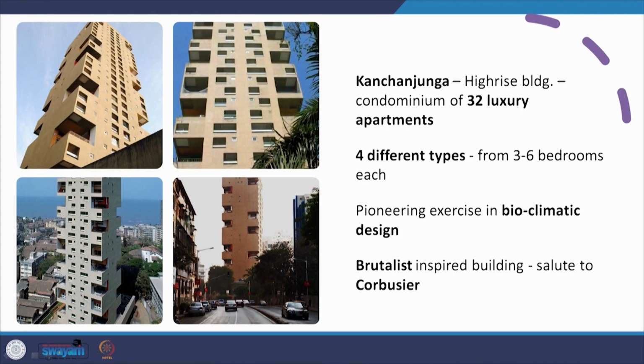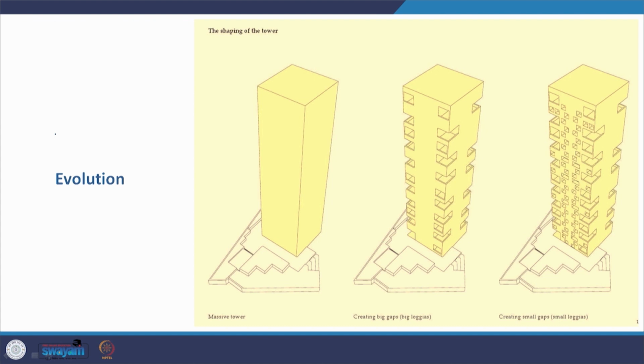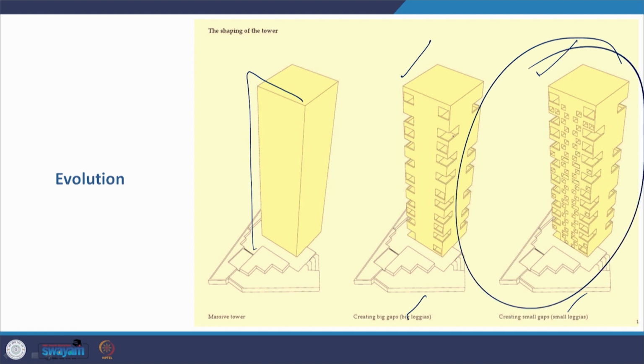The Kanchanjanga apartment was a high-rise apartment building with a condominium of 32 luxury apartments, 4 different types of them, from 3 to 6 bedrooms each. It was a pioneering exercise in bioclimatic design. It was also a brutalist inspired building, paying homage or a salute to Corbusier. Now the evolution itself: you take the block, a cuboid, and you start developing the cutouts in that, and the cutouts, the big loggias and the small loggias, all start coming together in the final form.